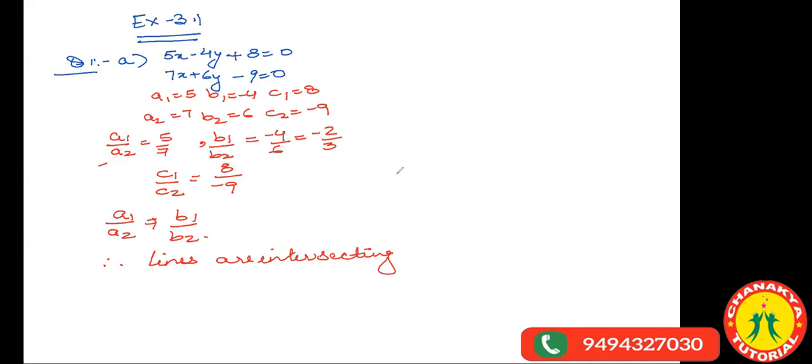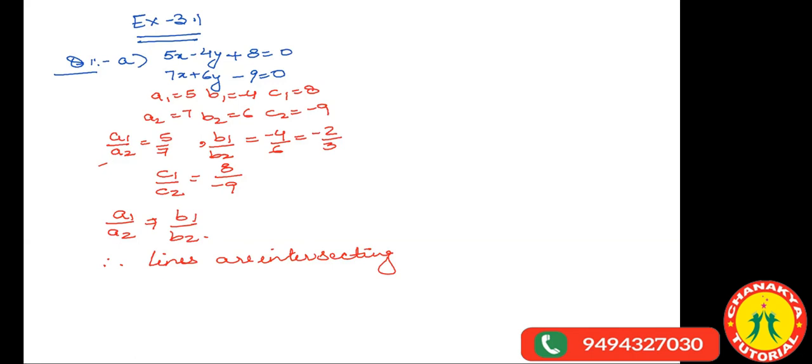Again, you have to check all three cases: whether A1 upon A2 is equal to B1 upon B2 or not equal to B1 upon B2, or if all three fractions are equal. Okay? If a solution is there, then the system is consistent. If a solution is not there, the system is not consistent, that is inconsistent. Have you understood, children? Yes, ma'am. So today's topic is clear to all. Yes, ma'am.